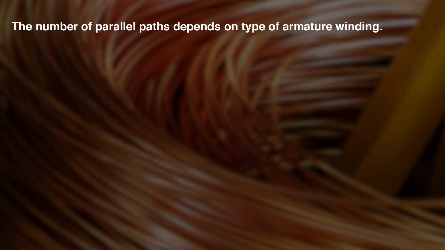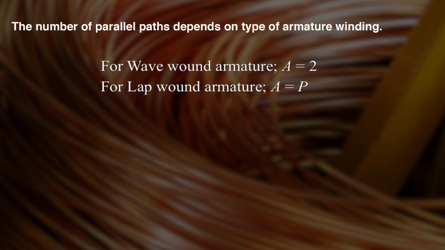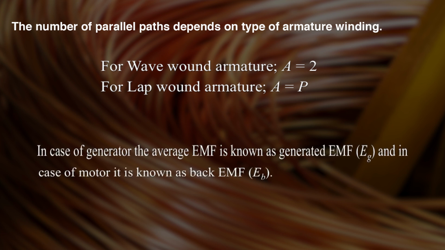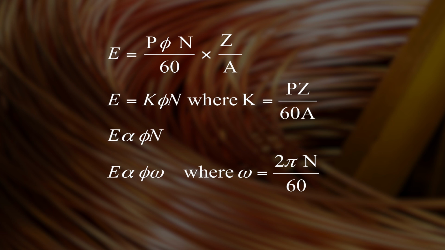The number of parallel paths depends on the type of armature winding, as I have already told you: for the wave wound armature A equals 2, and for the lap wound armature A equals P. In case of a generator, the average EMF is known as generated EMF, and in case of a motor, this EMF is known as back EMF, and generally it is denoted by E suffix B. So we can write E equal to P phi N upon 60 into Z upon A, and this E can also be written as E equal to K phi N, where K is equal to P Z upon 60 A, where P is the number of poles and Z is the total number of armature conductors.